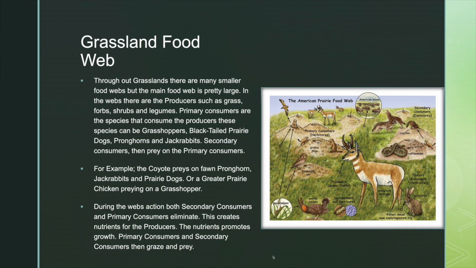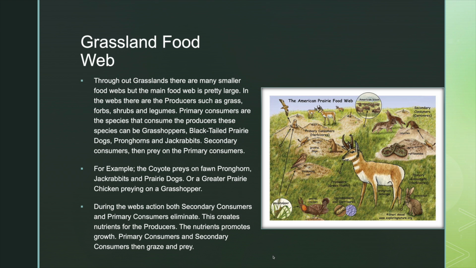Grassland food web. Throughout grasslands, there are many smaller food webs, but the main food web is pretty large. In the webs, there are the producers, such as grass, forbs, shrubs, and legumes. Primary consumers are the species that consume the producers. These species can be grasshoppers, black-tailed prairie dogs, pronghorns, and jackrabbits. Secondary consumers then prey on the primary consumers.